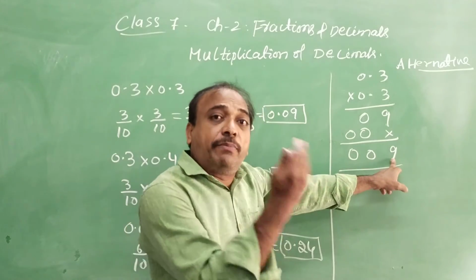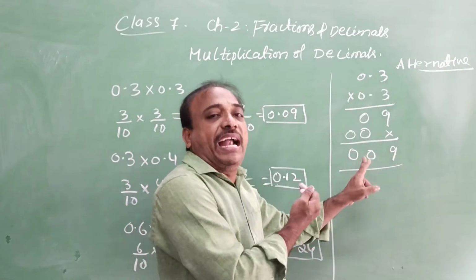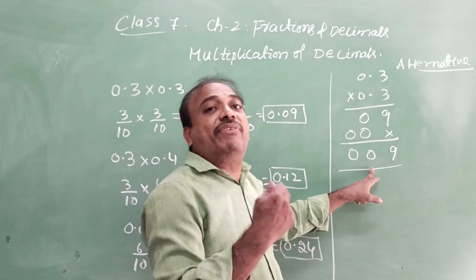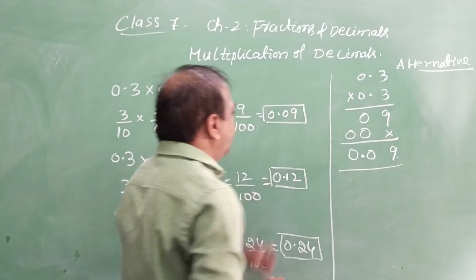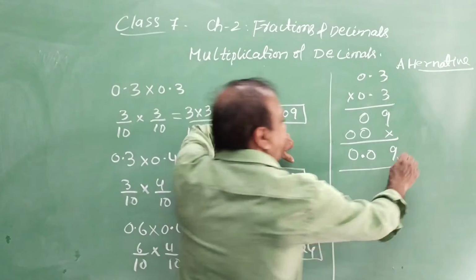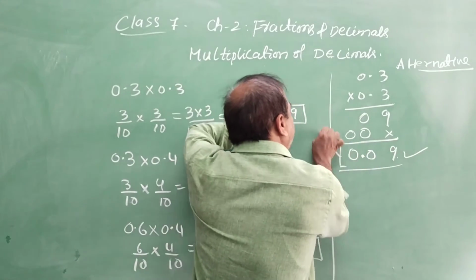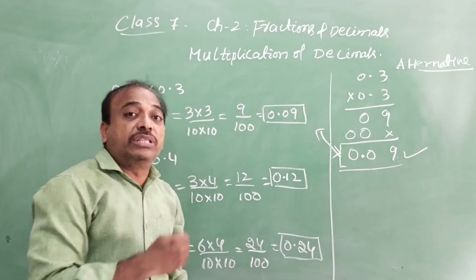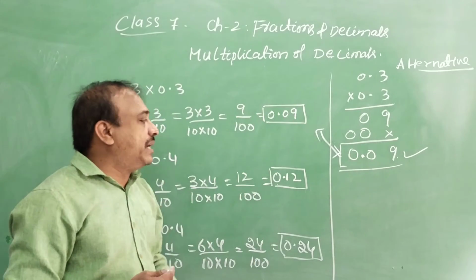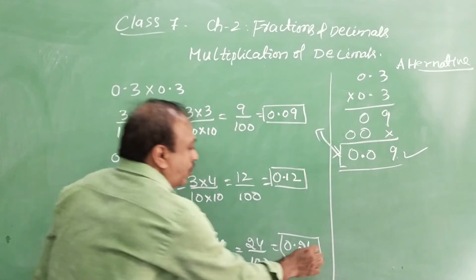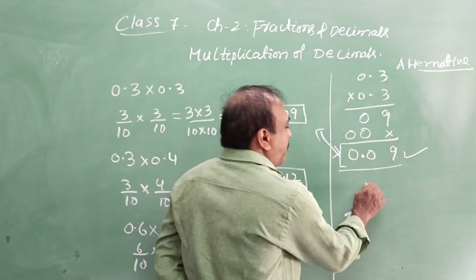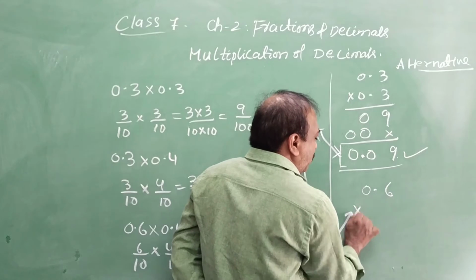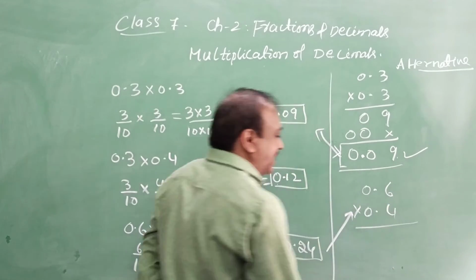In the product, from the right side you count, and that many digits you have to leave and place the decimal point. 1, 2. So 0.09. You got the same answer here. These two are the same, right? So that's how we do normal multiplication. Let us verify one more. That is here, 0.6 into 0.4, alternate method.